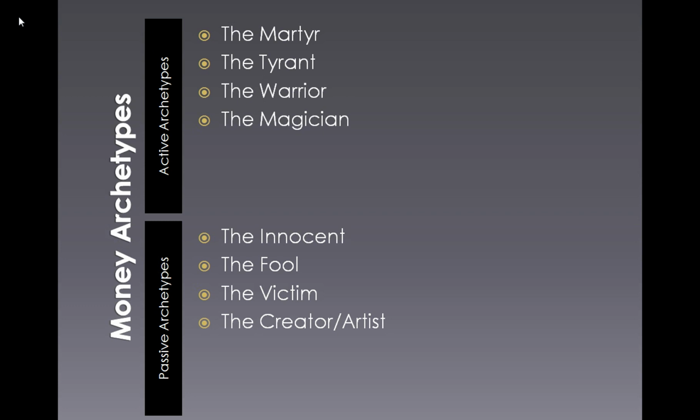So they'll do covert contracts. A covert contract is essentially when someone does something for you and they don't say it, but they expect something in return. So that's one. The next one is the tyrant.